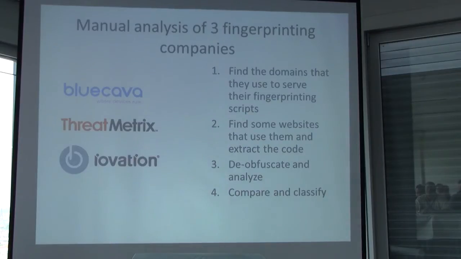We started our analysis by finding three companies that are quite large, and they just say, we offer fingerprinting services. These were namely BlueKai, ThreatMetrix, and iOvation. The process that we followed is this one. We first found the domains that they used to serve their JavaScript and Flash from. Then we found some websites that remotely include code from these domains. Then we went in manually, isolated the JavaScript code coming from these providers, deobfuscated it, analyzed it, and then compared the code with each other and classified it together with what Eckersley had said back in 2010.